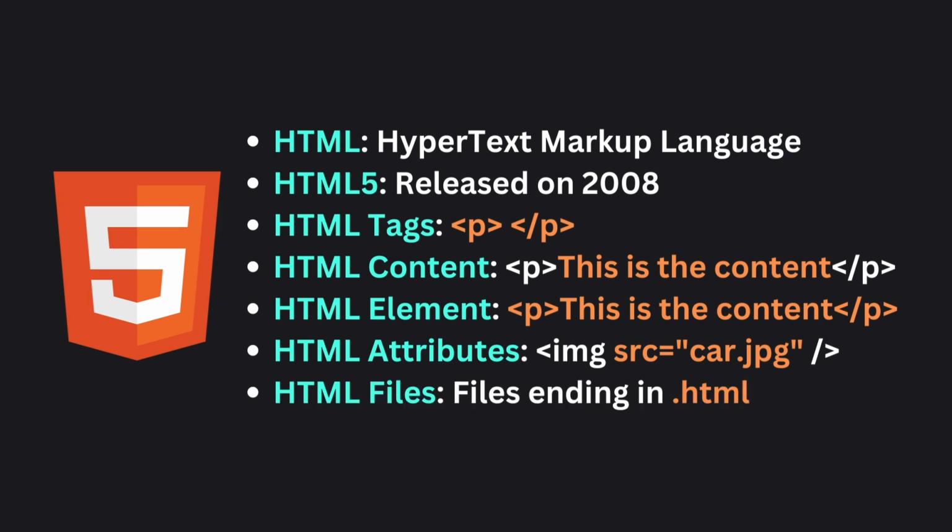And finally, HTML files. HTML files are those files which end in .html, like you have files ending in .jpeg or .png. These are image files. You have files ending with .mp4, these are video files, and HTML files are those files which end in .html. These are just files which are combinations of HTML tags, HTML content, elements, and attributes. That's all the terminology that you need to know about HTML.